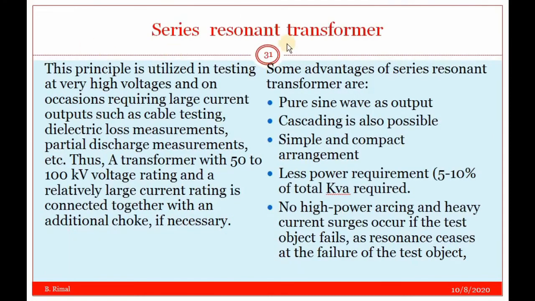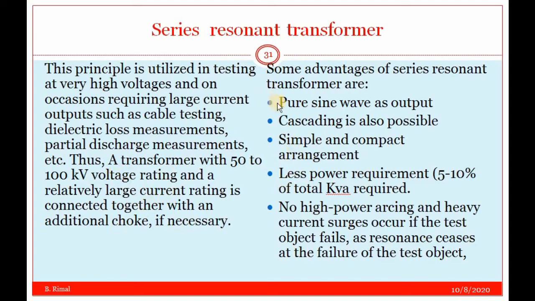And this series resonant transformer principle is utilized in very high voltage generation, and often in the case where high currents are necessary, such as for cable testing, dielectric loss measurement, and partial discharge measurement. For example, a test transformer with 50 to 100 kilovolt voltage rating and a larger current rating is connected together with an additional choke if necessary.